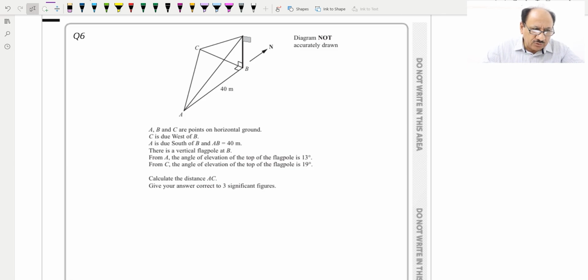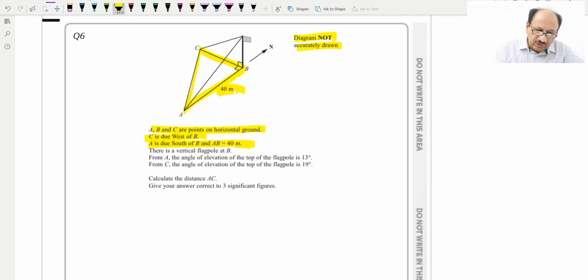It's a little tricky also, and we can understand question number 6, which is not to scale. The diagram is not to scale, and ABC are points on horizontal ground. So ABC are on horizontal ground, and C is due west of B. Then A is south of B, and AB is equal to 40.